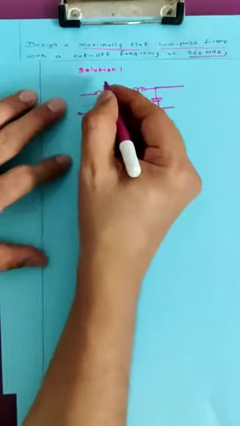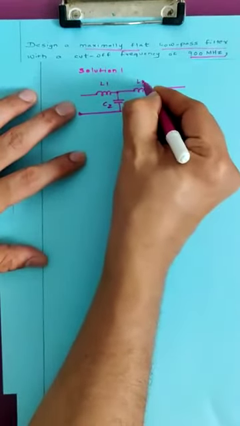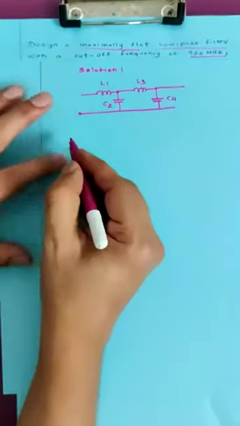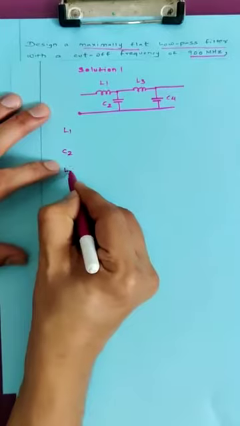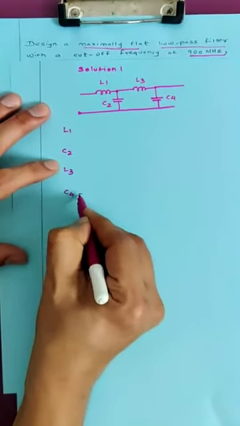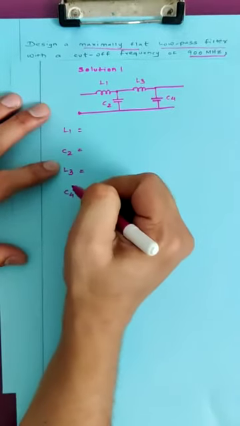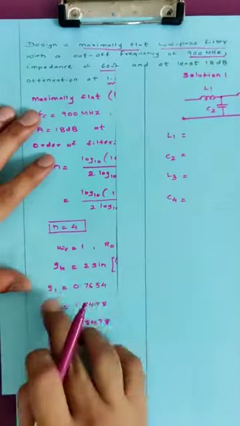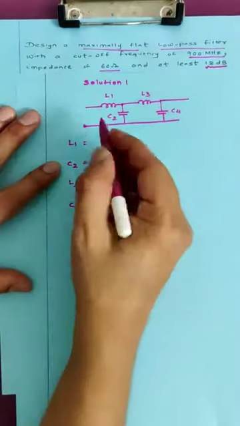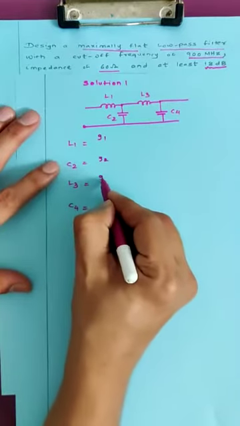So these values I will denote as L1, C2, L3 and C4. Now we are designing a low pass filter, so these component values will be directly proportional to the corresponding values of G. So L1 will be proportional to G1, C2 will be proportional to G2 and so on.